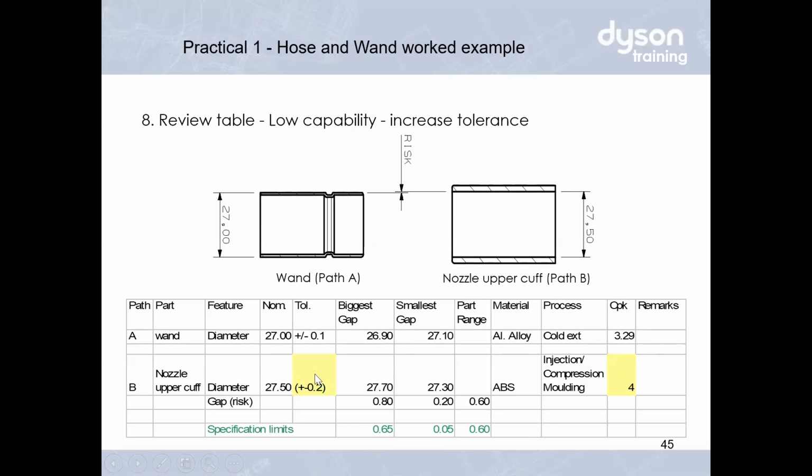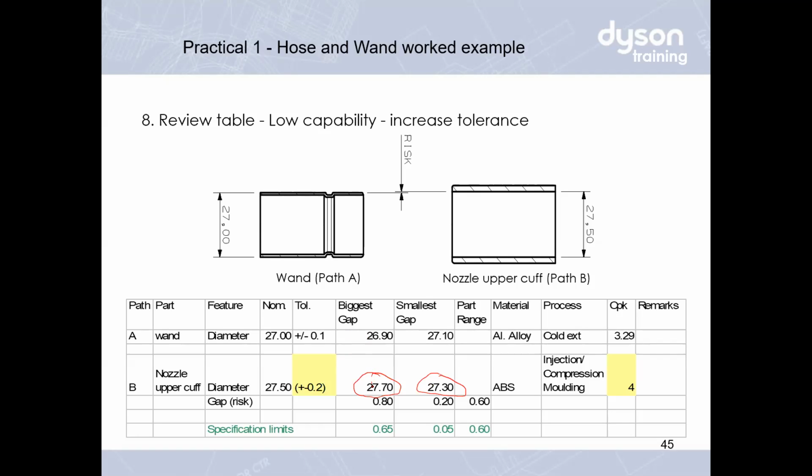And by changing that, I need to revise my bigger and smaller gap. Because why? Because the upper limit and the lower limit are not the same anymore. The upper limit now is 27.5 plus 0.2, which is 27.7, and the lower limit is 27.5 minus 0.2, which is 27.3.